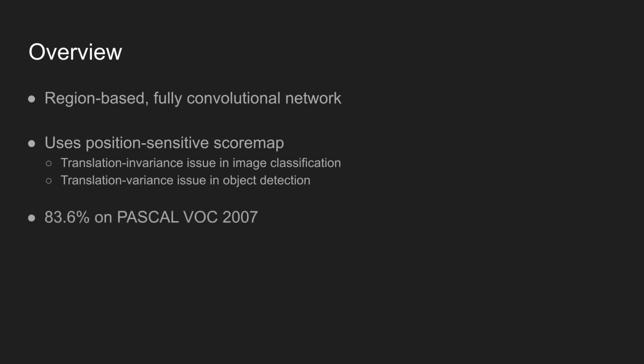The proposed method achieves mean average precision score of 83.6% on PASCAL VOC 2007 dataset. And during inference, the speed of the model is also really fast. It achieves a speed of 170 milliseconds per image, which is about 2.5 to 20 times faster than the previous RCNN-based models.